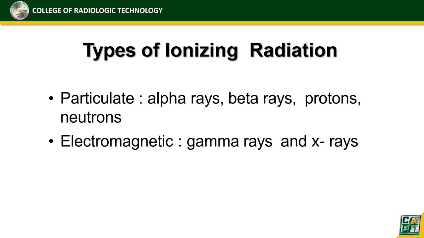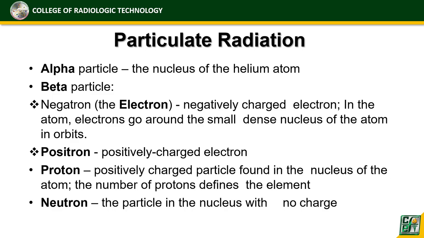So refresh lang natin yung inyong mga memories. So ayan, particulate radiation, so alpha particle. Ang alpha particle is a helium atom, or yung nucleus ng helium atom, which consists of two protons and two neutrons. Okay? So kapag alpha emission, yan yung ine-eject na radiation ng isang radioisotope, isang radioactive helium atom.